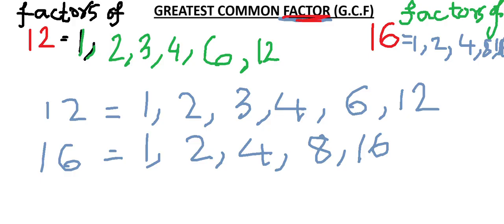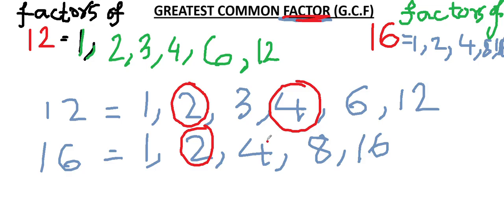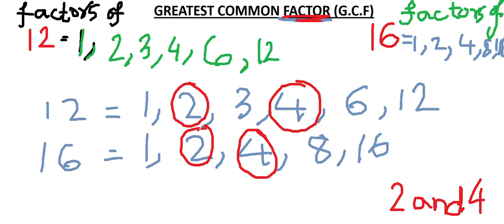Now let's come to the common part. What are the common factors for 12 and 16? I see 2 is one of the common numbers. 4 is the other common number. Do we have any other common numbers? No, I think that's all, right? We have 2 and 4, which are the common factors. So this part is also done. Factor is done. The common part is done. Now let's come to the greatest part. This greatest part, okay?